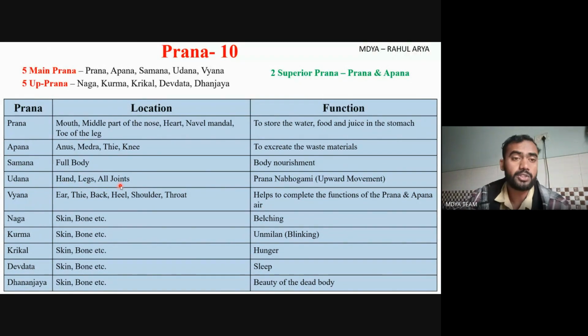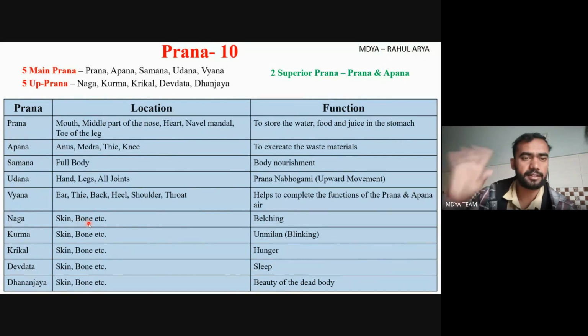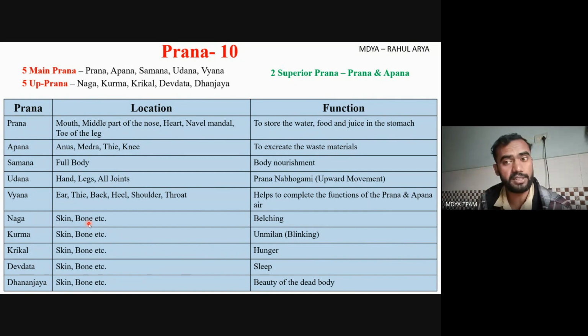Udana: in the hand, legs, and all the joints. Vyana: ear, thigh. Thigh too, both here, apana also and vyana also. Back, heel, shoulder, and throat. Then Naga, Kurma, Krikala, Devadatta, Dhananjaya. It's very easy to understand and learn. All locations are the same: skin, bone, and its extra. All the upapranas.